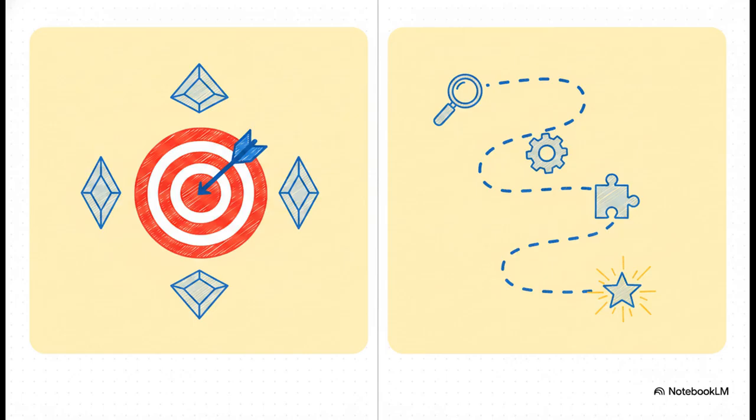But chain of thought is fundamentally different. Instead of just showing the destination, you're providing a roadmap for the reasoning process itself. You aren't just saying, hey, look at these examples. You're saying, here is the exact logical sequence you must follow to figure out the right answer.